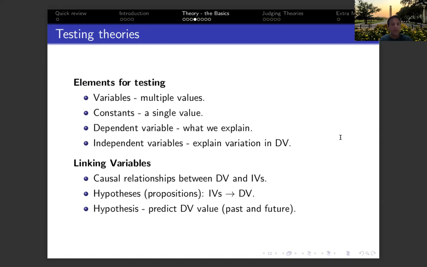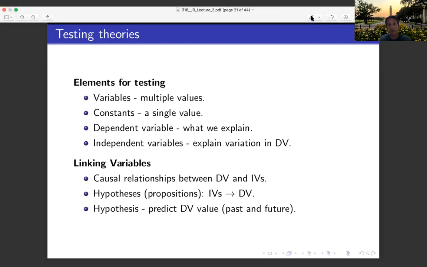So a hypothesis, in this case, is predicting the value of the dependent variable, both in the past, so we can think about events that happened and try to use our hypothesis to see what is the likelihood that war is happening and use evidence to test that. And we can also use those kinds of predictions for the future. What's the likelihood that a war is going to happen in the future?